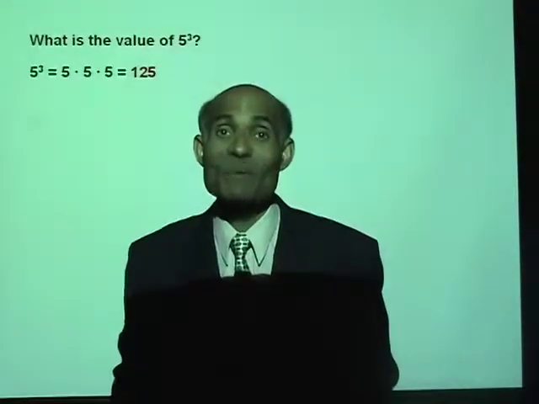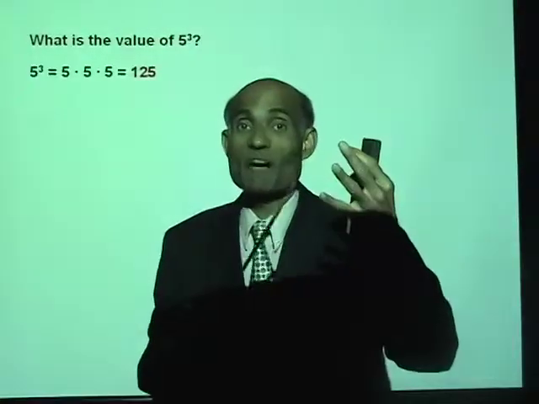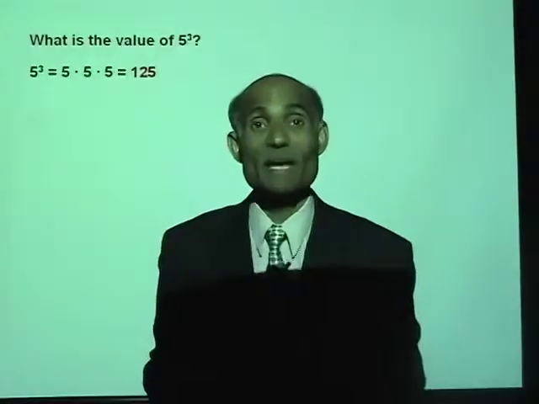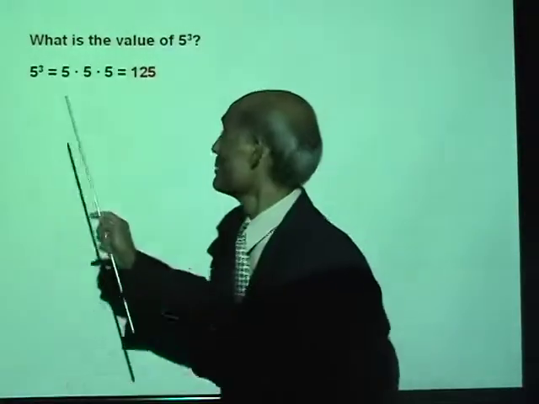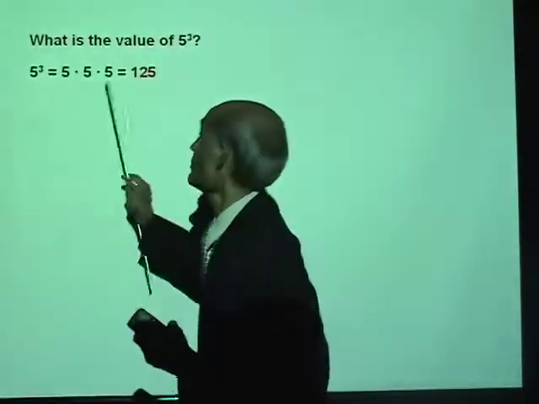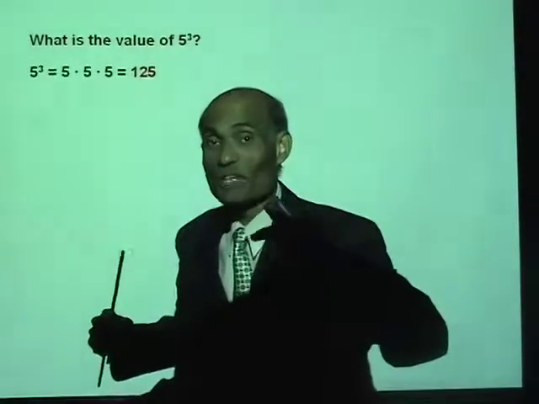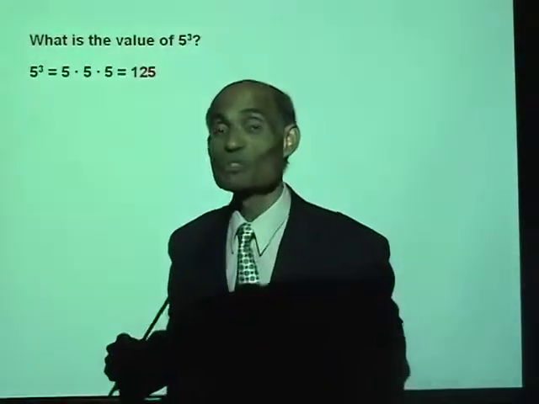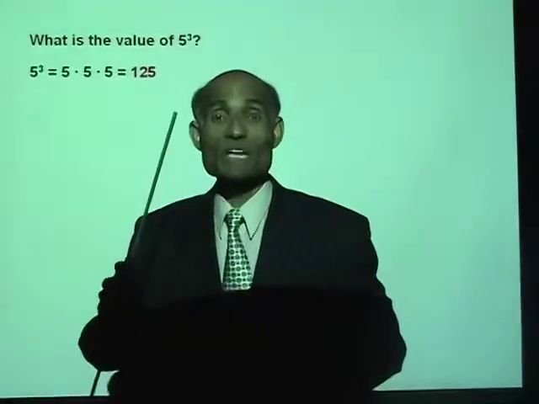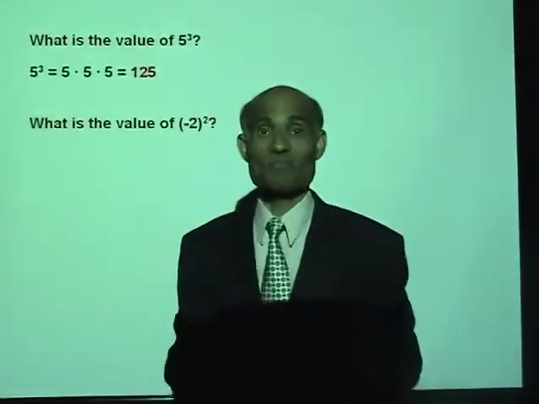Alright, tell me, what will be then 5 raised to the power of 4? If you multiply 5 4 times repeatedly, what will that be? Well, when you multiply 5 3 times repeatedly, you get 125. So multiply 125 by 5, what do you get? 625. So 5 raised to the power of 4 will be 625.